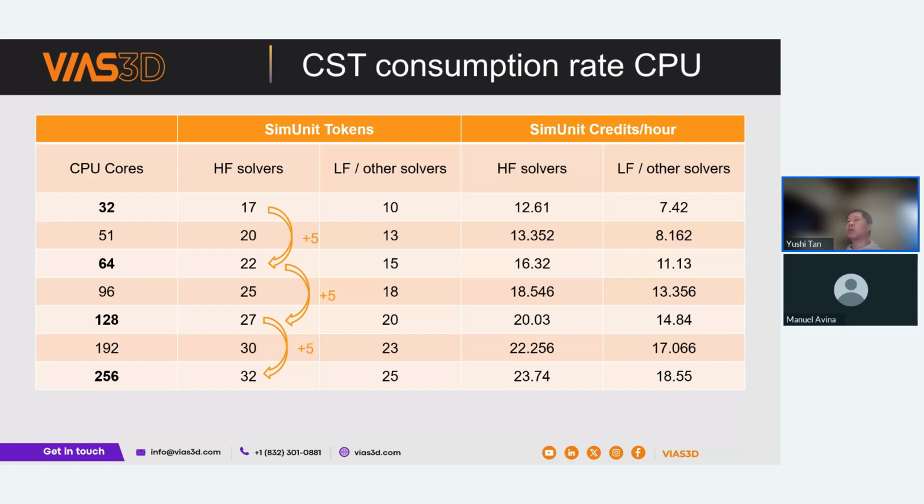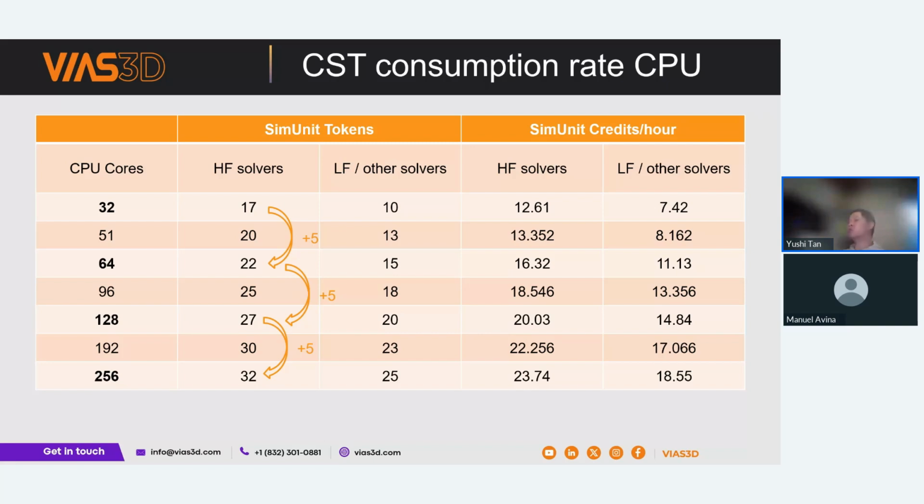Now, for the most part, if you are using modern hardware, you are not going to have more than 32 CPU cores. But in some cases, workstations or servers do have more than that. So if you use this table, 17 is the base number you're going to need in terms of SRU tokens, SimUnit tokens, that you need to power a high frequency job.